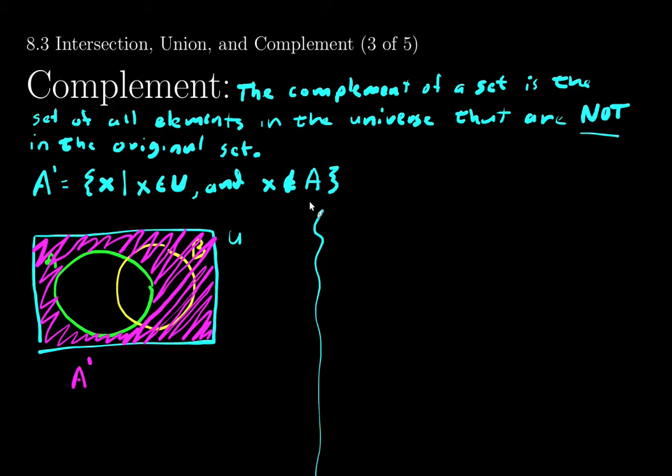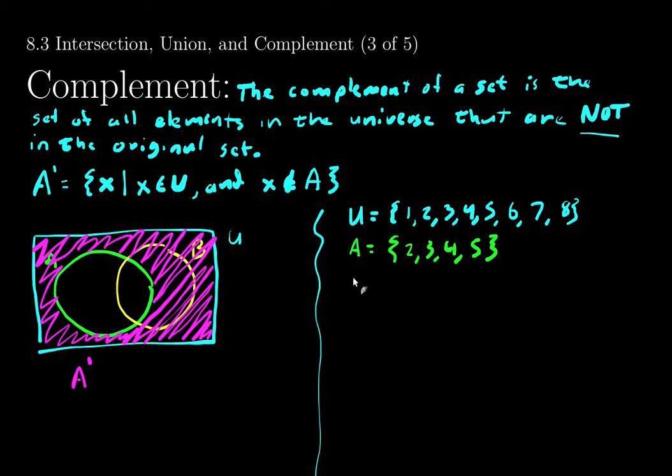Only thing that mattered was what was in the universe, and what was in A. So we'll consider the same example we saw before. If my universe is the set of all integers from 1 to 8, if set A is the set of all integers from 2 to 5, set B is the set of all integers from 4 to 7, then the complement of A is going to be the set of all values in U that are not in A. And looking at this, 2, 3, 4, and 5 are in A. So the ones that are not in A will be everything else: 1, 6, 7, and 8.